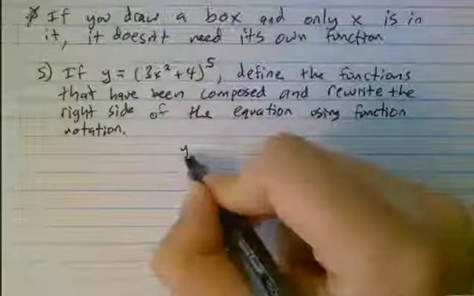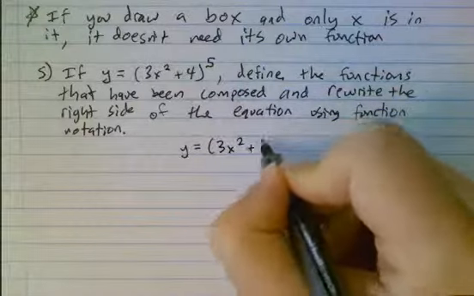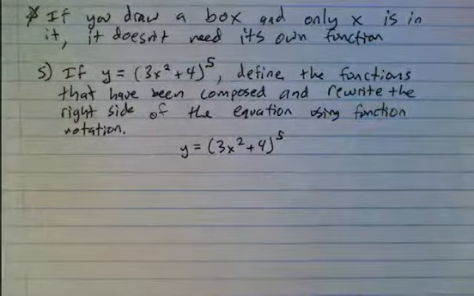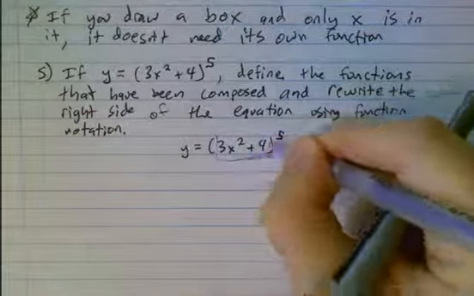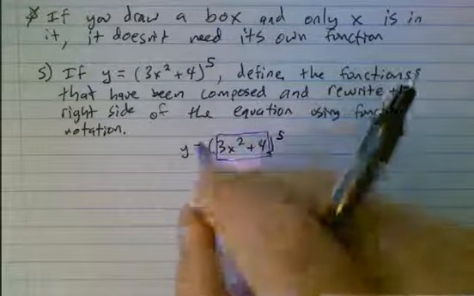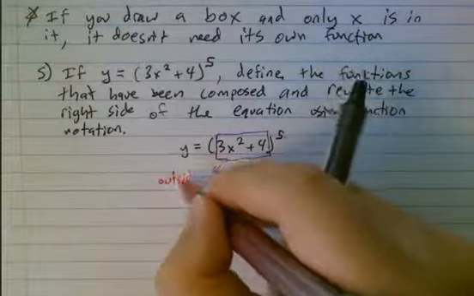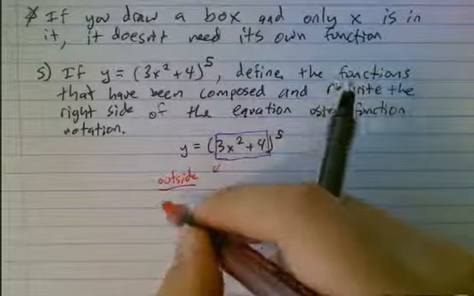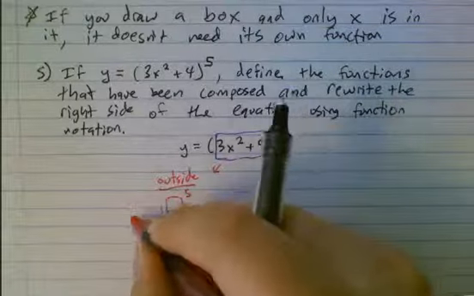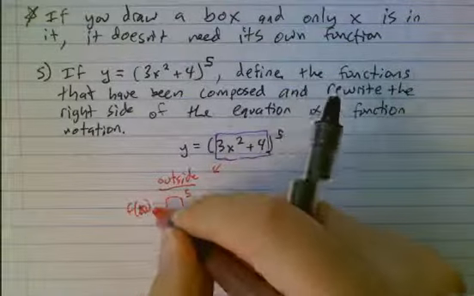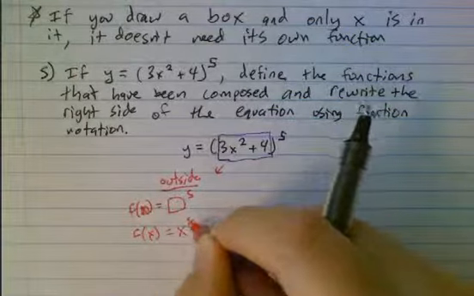Okay, so let's break this down. y equals 3x squared plus 4 to the 5th power. So we're looking for the largest box we can draw. We see a power function right there. So we do have an outside. That's box to the 5th. So let's define that as f. We could call it anything we wanted, but f is fine. f of x equals x to the 5th.